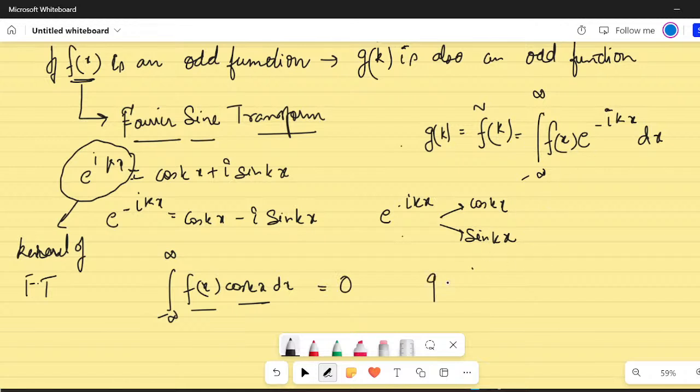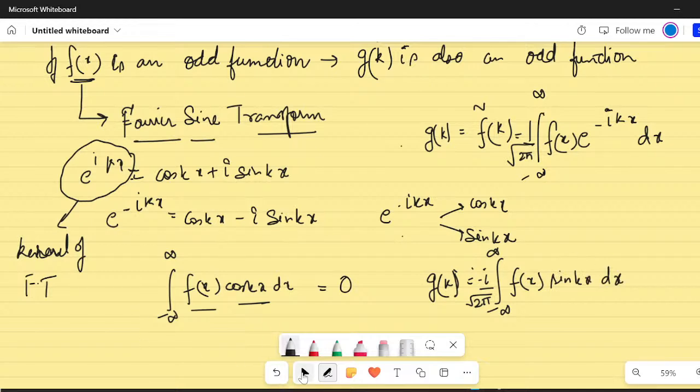So if I write my Fourier transform, provided my f(x) is an odd function, there will only be one term. I write 1 upon root 2 pi, though at times you'll find that this 1 upon root 2 pi is not there in the definition, but since we have formulated it so, I'm writing 1 upon root 2 pi, f(x), then sin kx, and then dx.